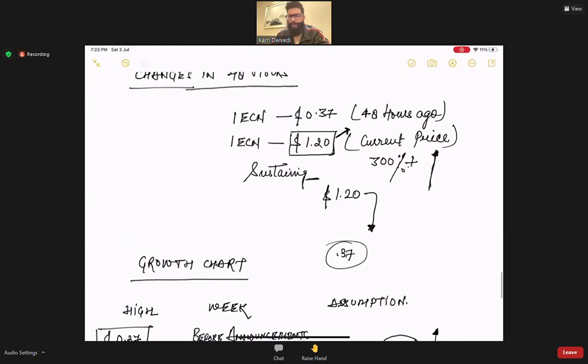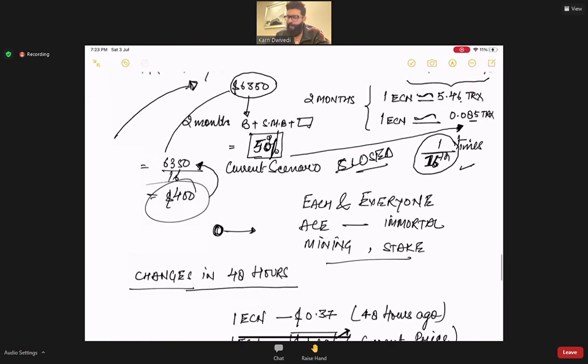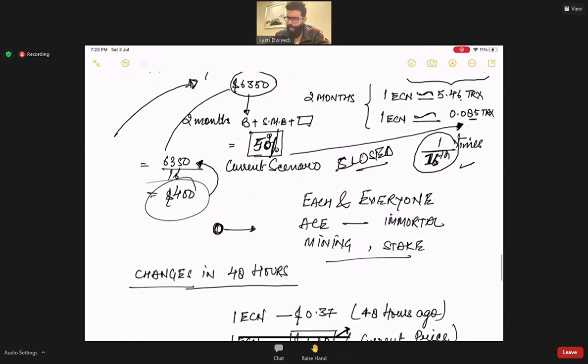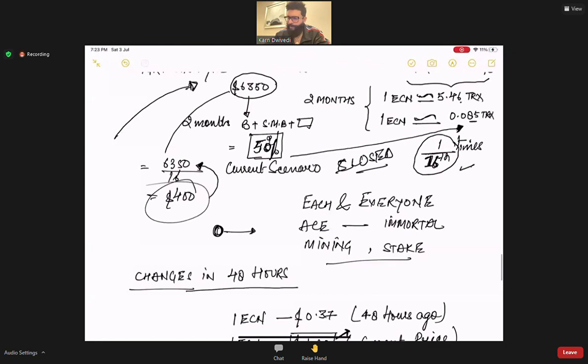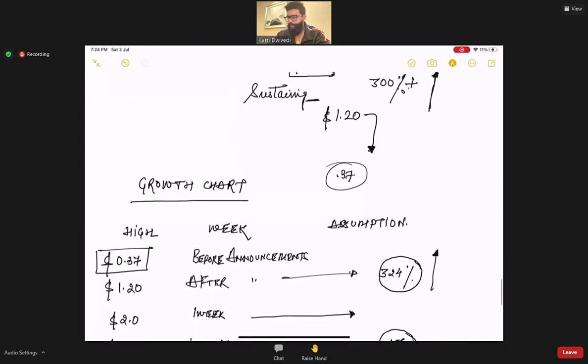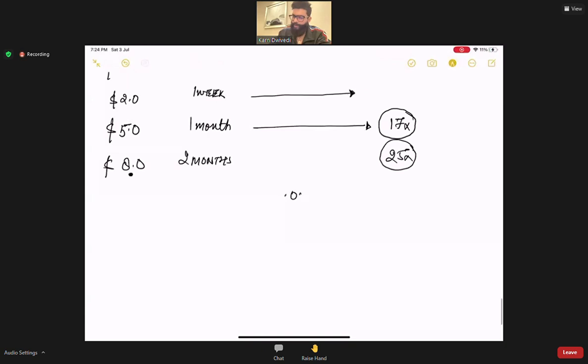So now, let's talk in figures. Let's not talk in words. Let's not do the arguments. Let's talk about the figures. Here, if you remember, you went down to 0.085 TRX with your current situation, in the next two months. 0.085 TRX. If we convert it to dollars, 0.085 multiplied by 0.06, 0.005.